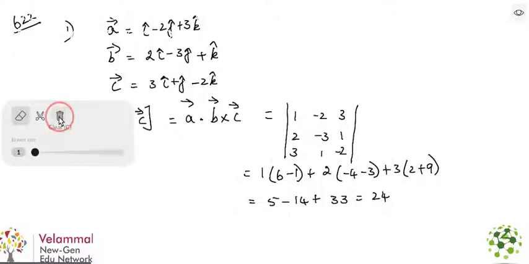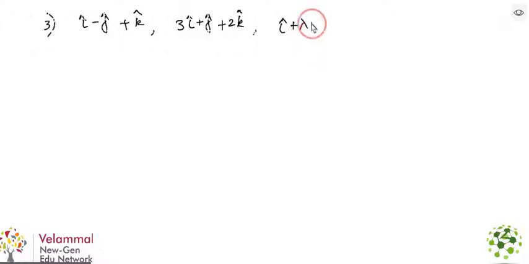Okay, now we'll do 2 more questions. Look at the third question. You are asked to find the value of lambda if the vectors i minus j plus k, 3i plus j plus 2k, and i plus lambda j minus 3k are coplanar. You are straight given that these vectors are coplanar.